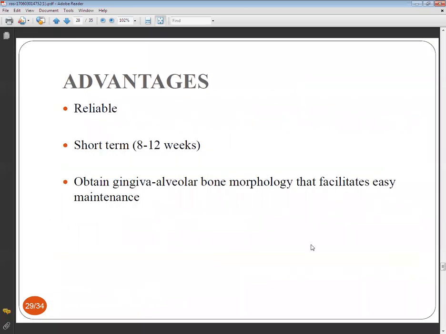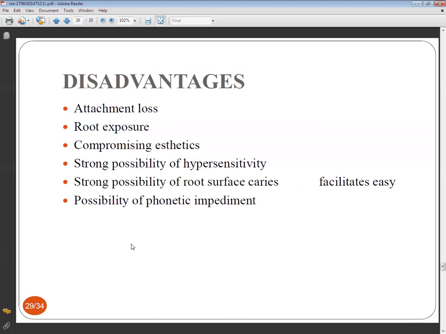So, what are the advantages of resective osseous surgery? Reliable, so results are very good. It helps in elimination of the periodontal pocket. And healing will be short, in 2 to 8 weeks. You will see the proper physiological contour of your gingiva, which facilitates the maintenance phase.